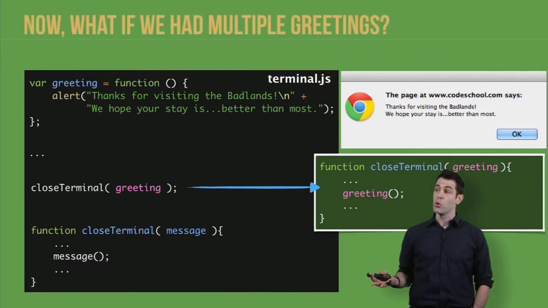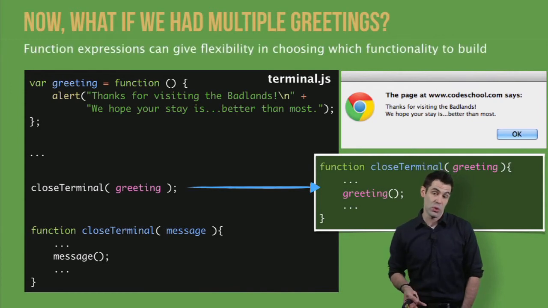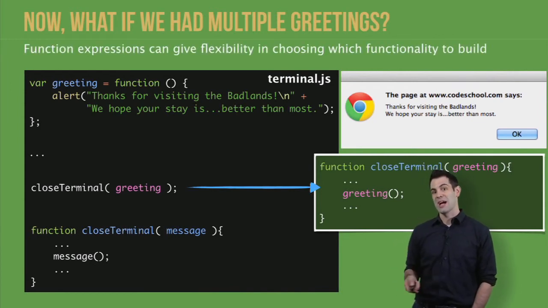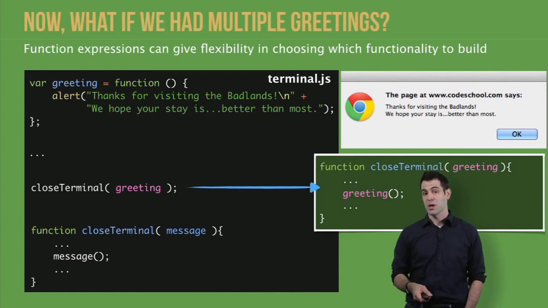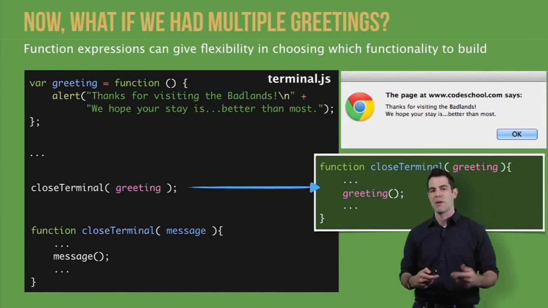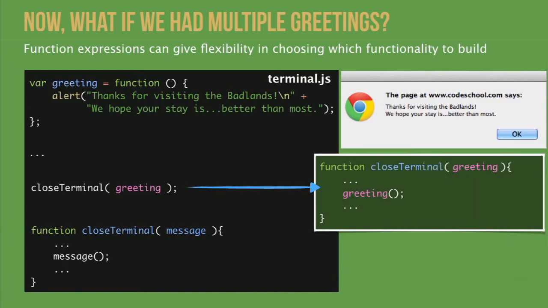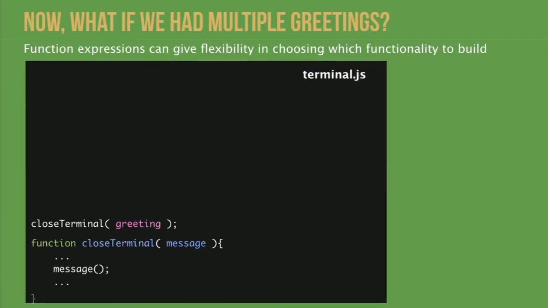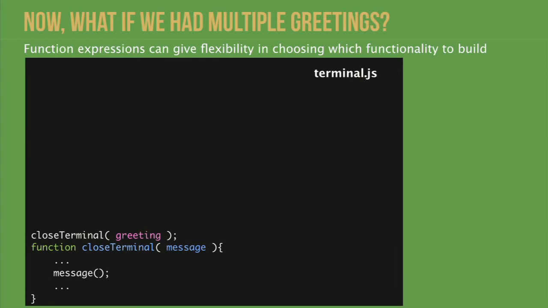So one greeting is pretty cool, but what if we had multiple greetings, right? We could have multiple different kinds of greetings for different kinds of customers. Function expressions are very cool and very useful in this way because they give us a flexibility in determining exactly which functionality we want to store and then pass in later. So let's go ahead and scoot our stuff down, right? And now we are going to try to build multiple greetings.